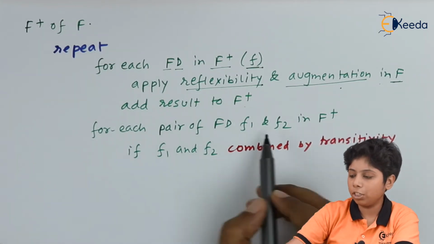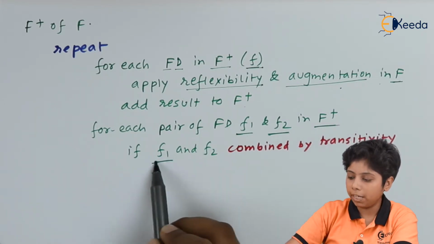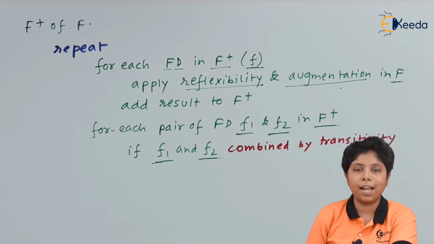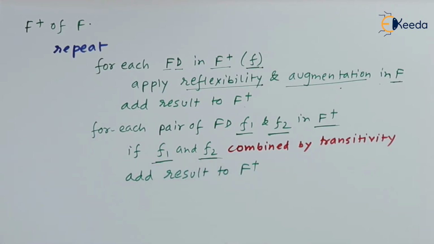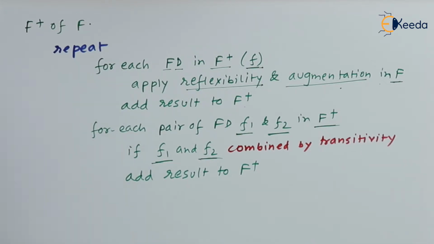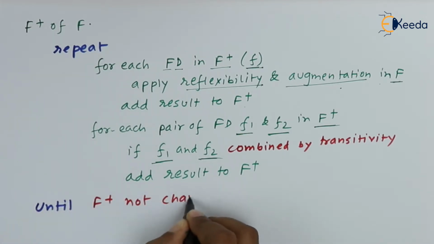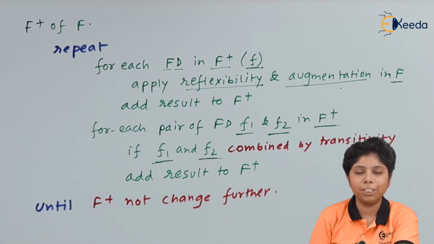Now if there exist two functional dependencies F1 and F2 in F plus so that we can combine F1 and F2 by transitivity, then add the result to F plus. Now we need to repeat this step until F plus does not change any further. So that is the algorithm for adding the functional dependencies in a relational closure.